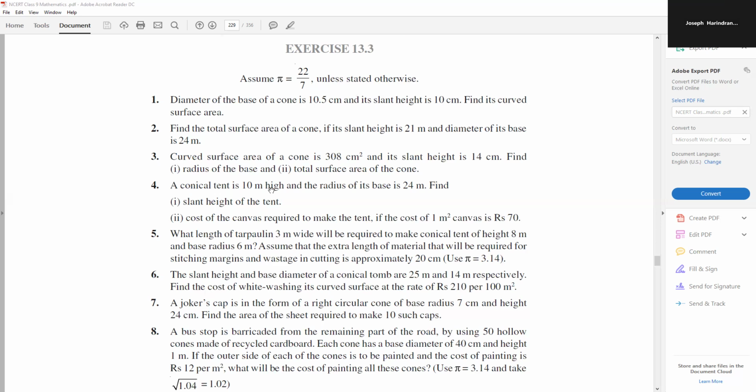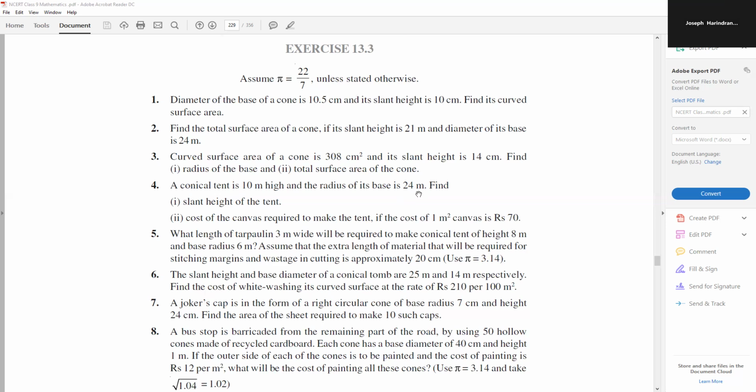The fourth question, again, you can take pi equal to 22 by 7 here. Slant height is to be found out, given the height as 10 meters. Let us say, what will be the slant height of this cone? Height is given, h is equal to 10. So slant height is equal to, let us calculate, square root of h squared plus r squared. H squared is 100, plus 24 squared is 576. So you'll get 676 on the whole inside the square root.